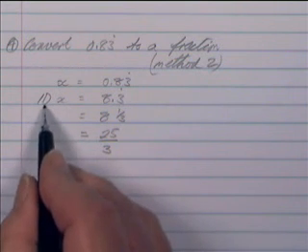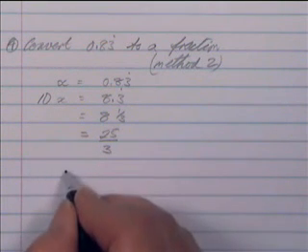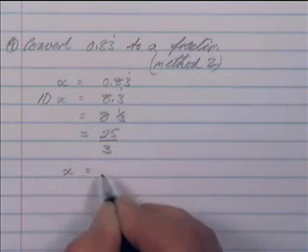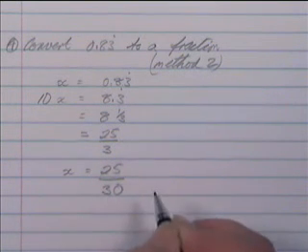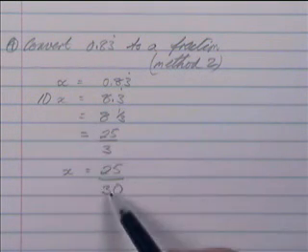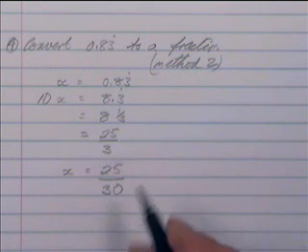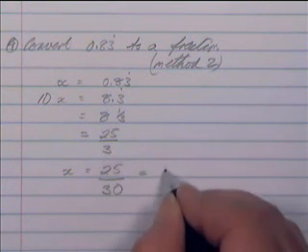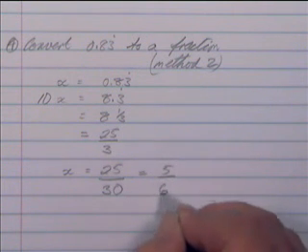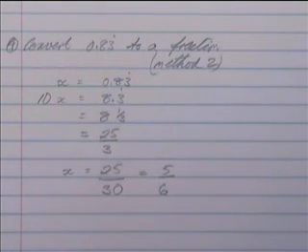Well, that's 10x, 25 over 3. So x is then equal to 25 over 30. You might need to convince yourself of that step. And of course that cancels down, divide through by 5, that gives me 5 over 6, which is exactly the same result as I had before.